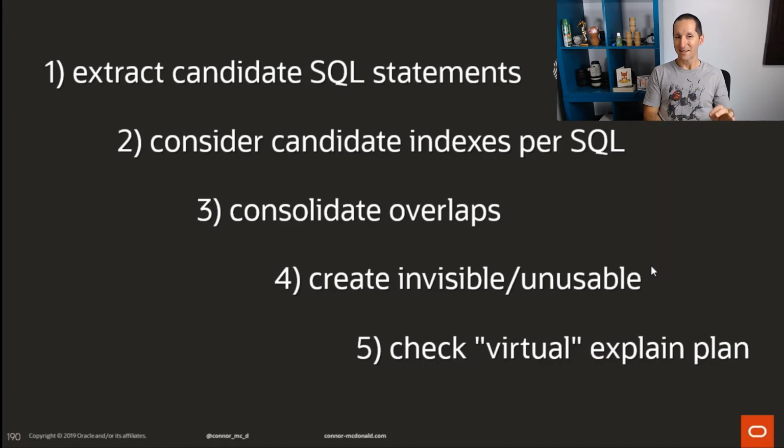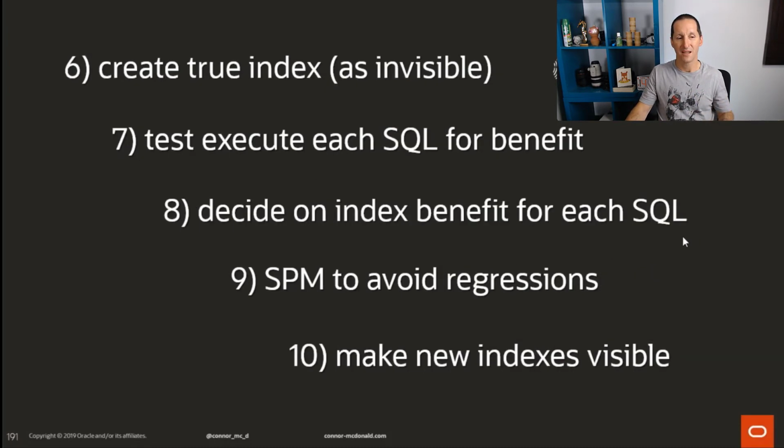Now, I don't create them there because that could impact other SQL statements, could make things worse. So I should create them as invisible and unusable. They don't really exist yet. And then do a virtual check of the explain plan to see if the optimizer would even look at them. If the optimizer is looking positive, then I would create the index really, actually consume the resource, but make it invisible so no one can see it. Because just because the optimizer will use it doesn't mean it's better. Sometimes indexes make things worse.